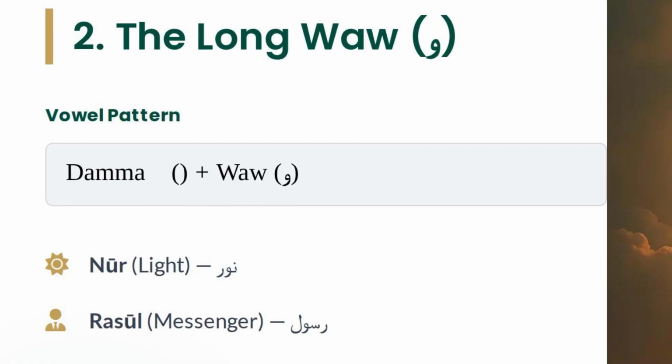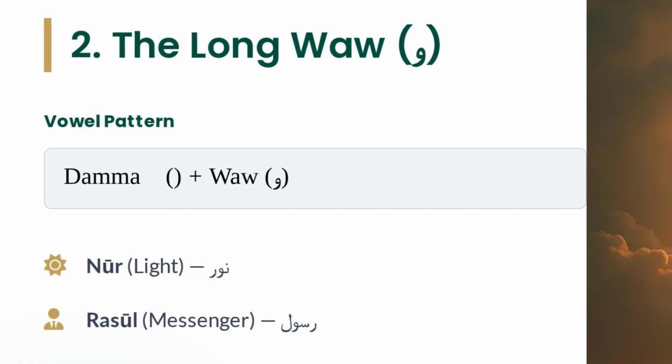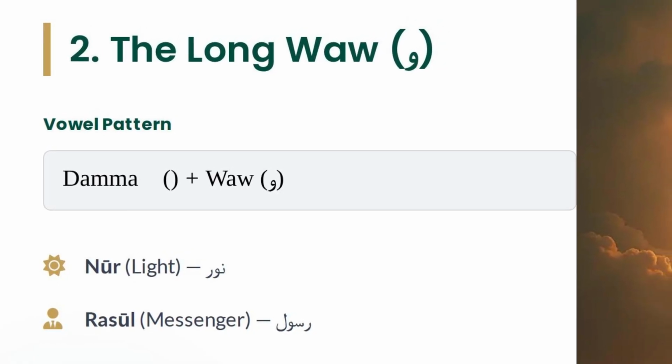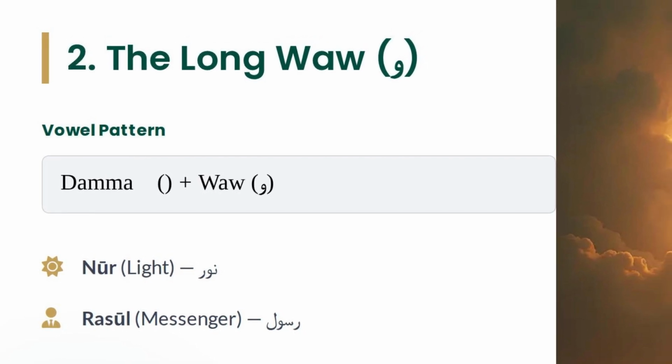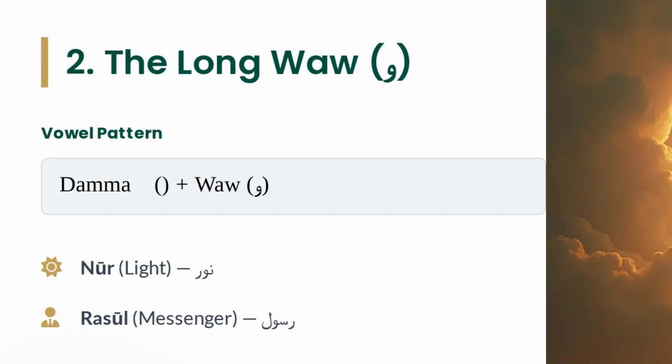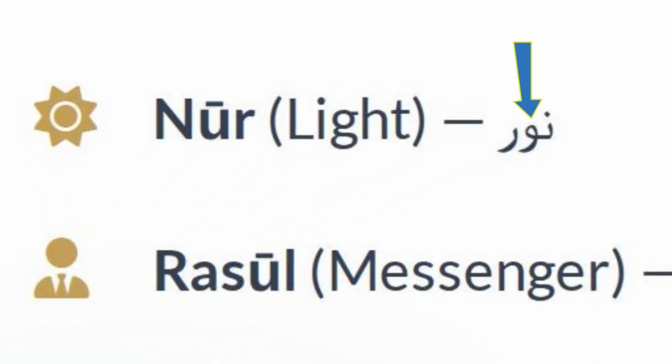We have also here the long vowel wow, and it produces a sound like double O, but kind of long. As we see here, we have nur. So we have here the letter noon, and we put wow next to it, a long vowel wow. So it will be like this: nu, nur.